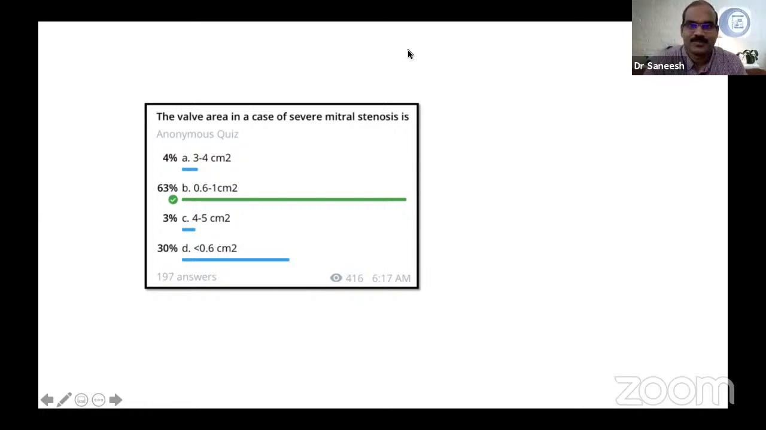Less than 0.6 is critical mitral stenosis. Yeah, maybe that was one confusion. I think whether even less than 0.6 will qualify as a severe mitral stenosis, that is defined as critical stenosis, right? Yeah. Okay. Fine. So our audience should be clear on these points.